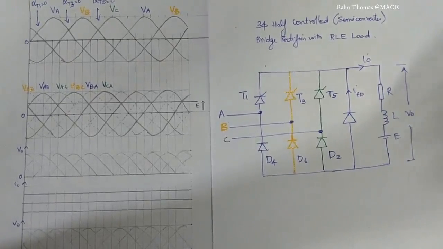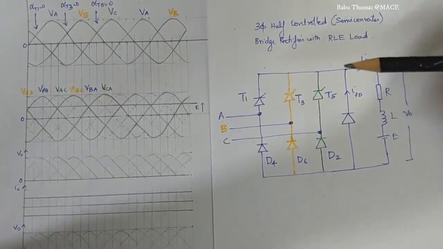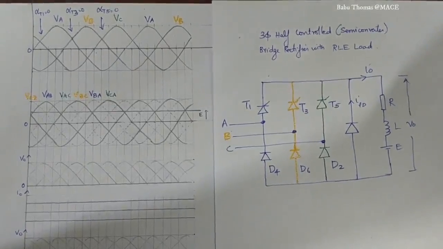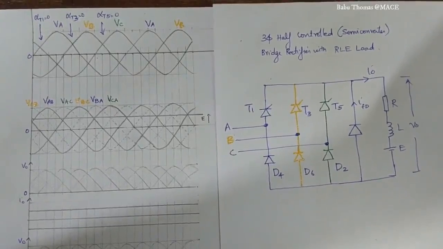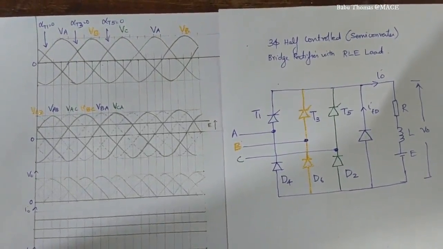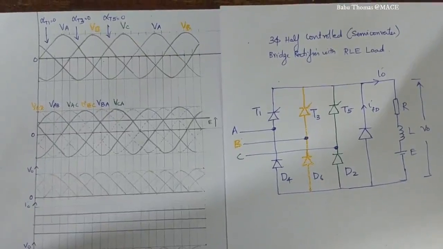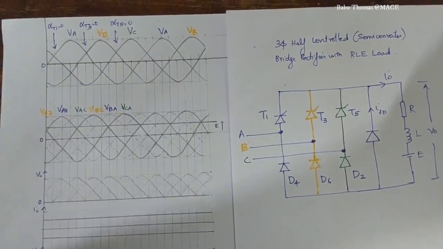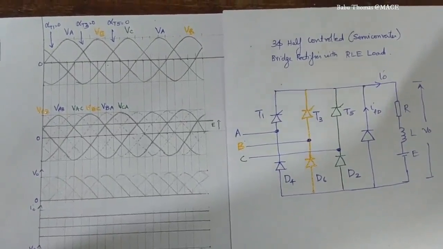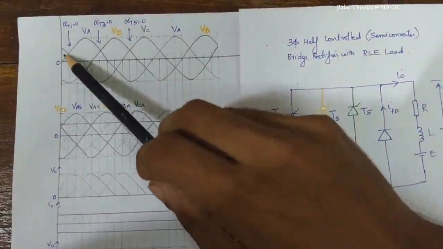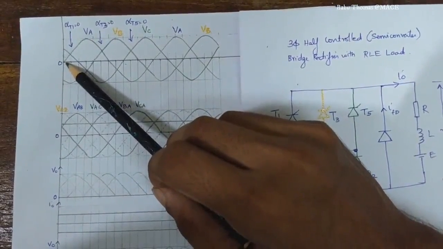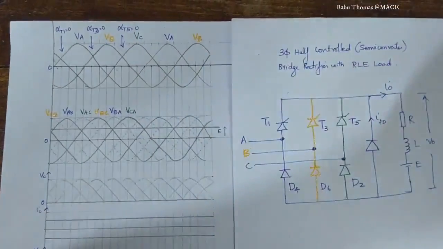Now, there are different instances for which we need to draw the waveform. The first one is with the firing angle alpha equal to 0 degrees. We have already discussed in the earlier session that alpha equal to 0 degrees corresponds to omega t equal to 30 degrees, since we have taken the phase voltage waveform as the reference, that is omega t equal to 0, we have taken the phase voltage.